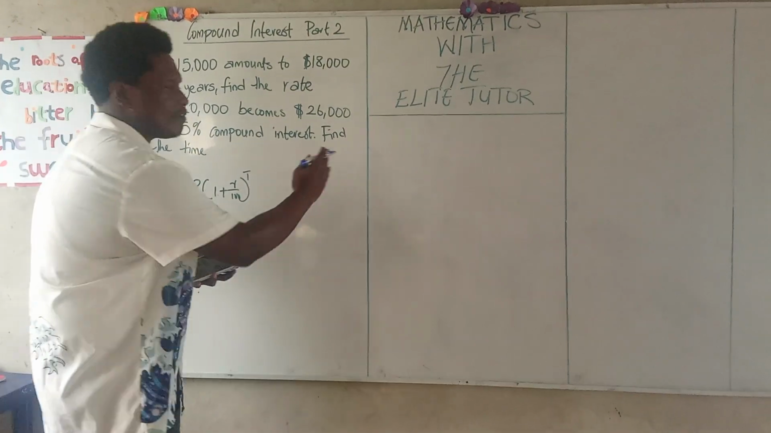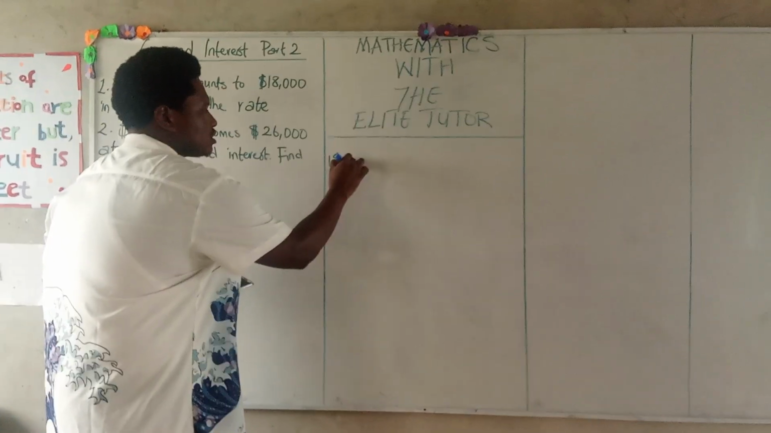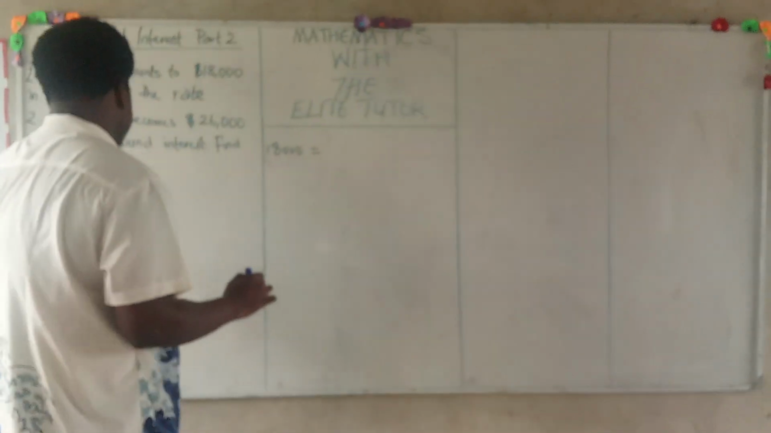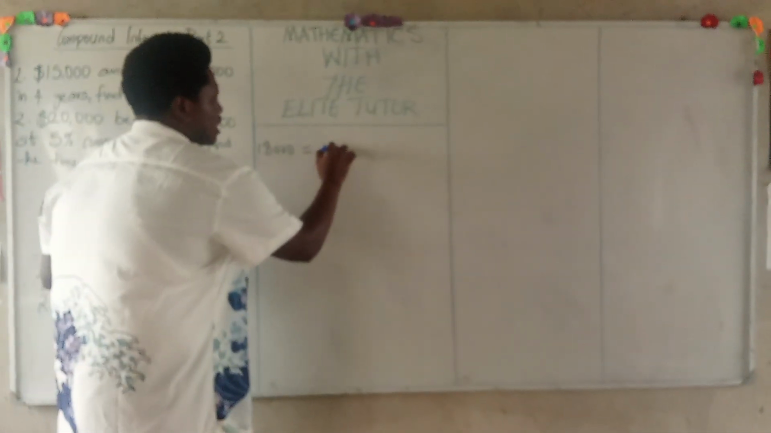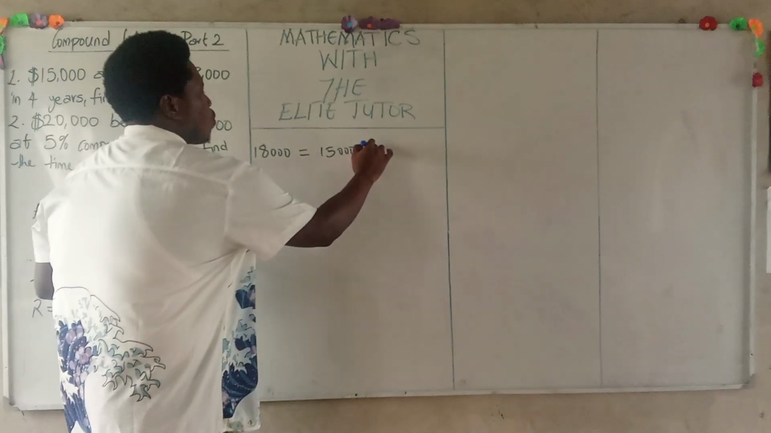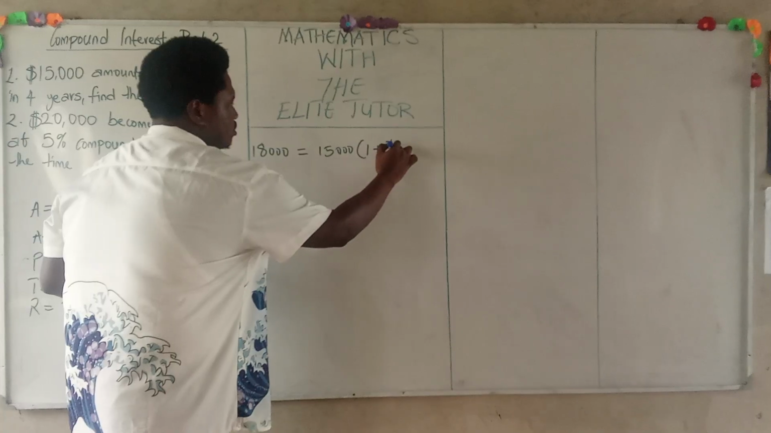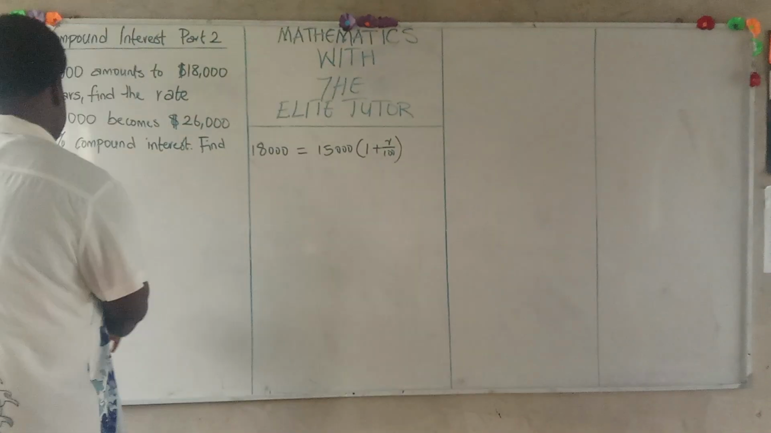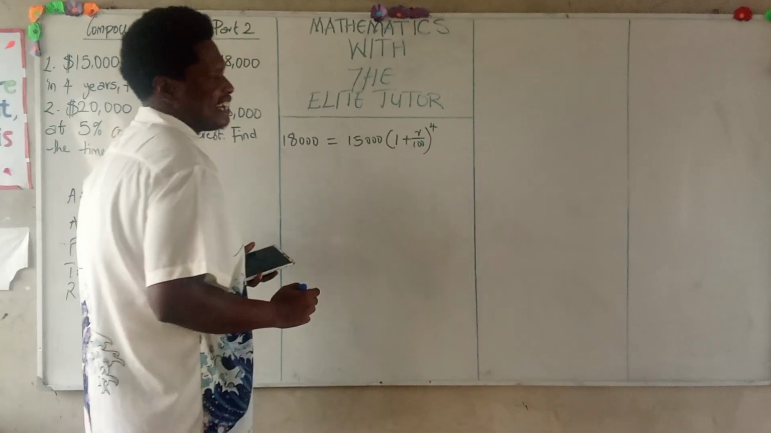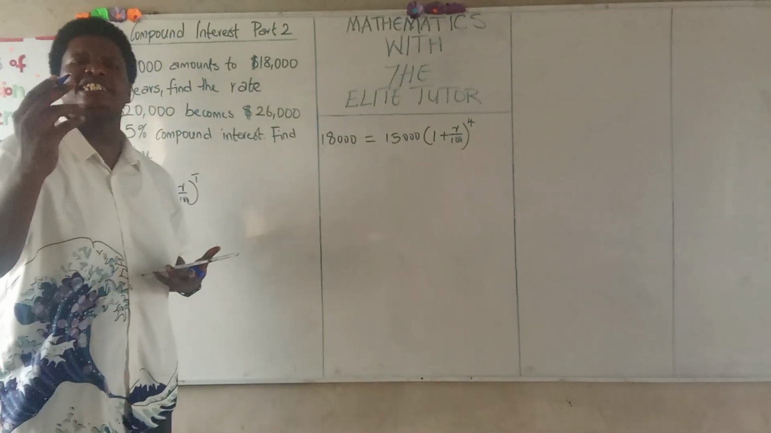So let's solve over here. We are going to have that amount, which is $18,000, is equal to our principal, which is $15,000, into 1 plus r over 100. We are looking for r, so r is unknown, raised to power t, which is time. And then we've been able to input our parameters into the formula. Now, what is the next thing we do?